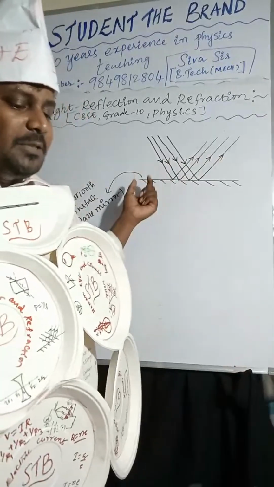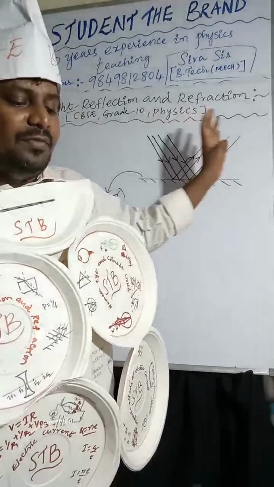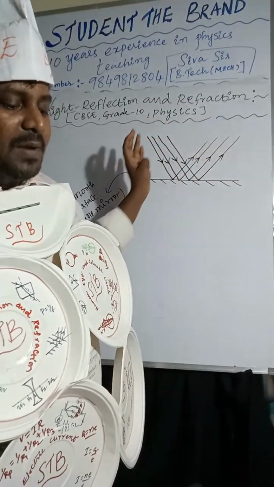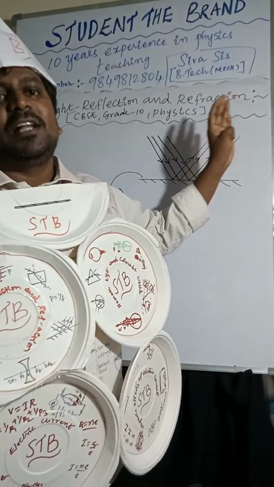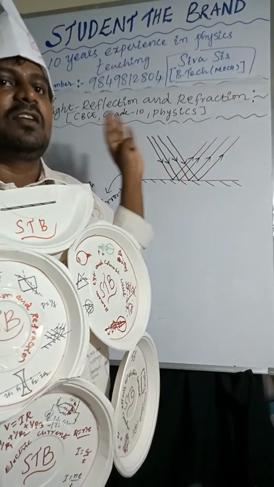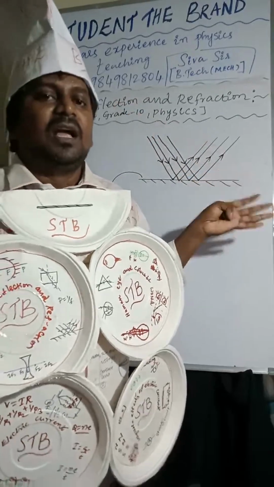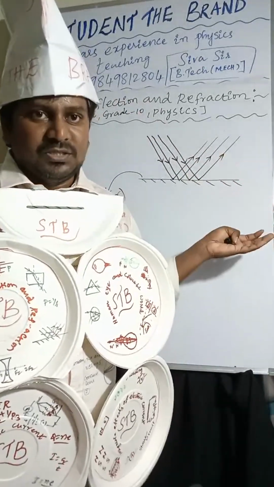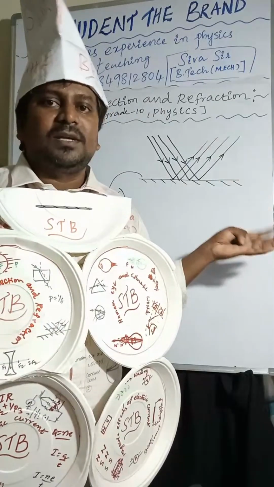So the incident beam is parallel, and the reflected beam is also parallel. This type of reflection is called regular reflection. Regular reflection takes place on a smooth surface.